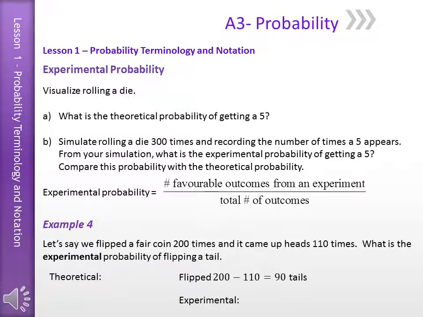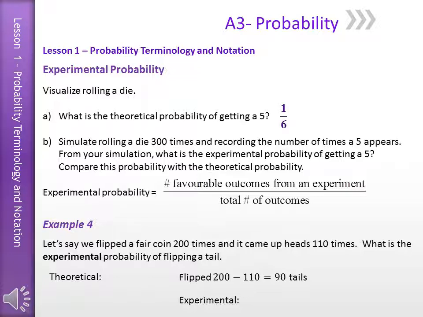Our last concept is experimental probability. For the most part, I really just want to make sure that you understand the difference between the theoretical probability and experimental probability. So we're going to start by visualizing rolling a die. And we want to know the theoretical probability of getting a 5. Well, that's what we've been working out up until now. 5 is 1 out of 6.